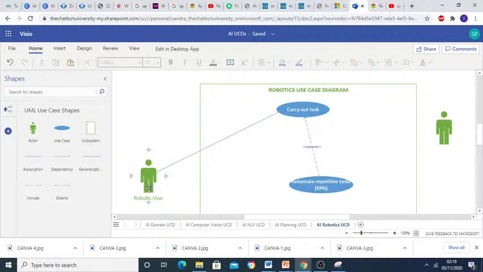So the robotic user has initiated the robotics system to carry out a task. What is that task? We don't know. That task could be lifting an object up from point A to point B in a manufacturing organization. That task could be carrying out a diagnostic process in the COVID-19 ward.